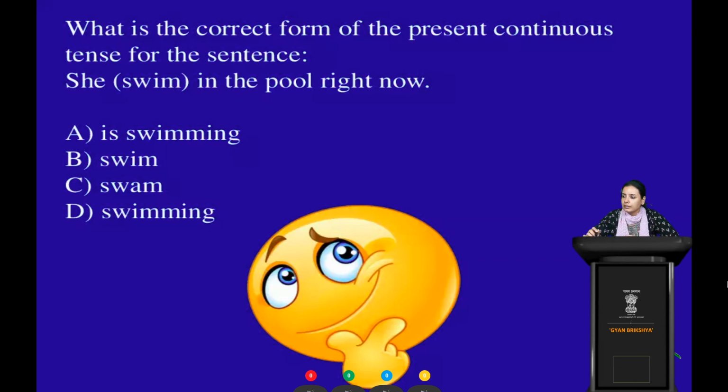Okay, now students, a time for question. Try to answer this question carefully. What is the correct form of the present continuous tense for the sentence? She swim in the pool right now. A is swimming, B swim, C swam, and D swimming. What would be the option, students?